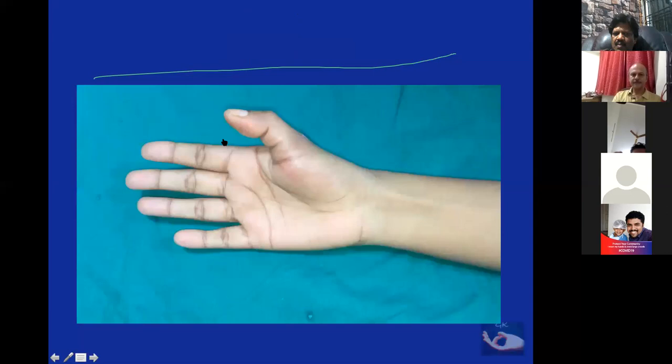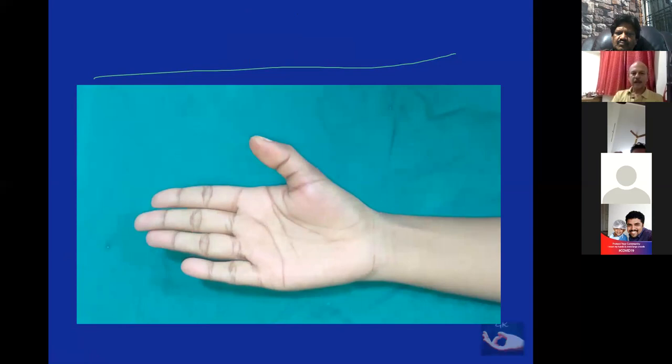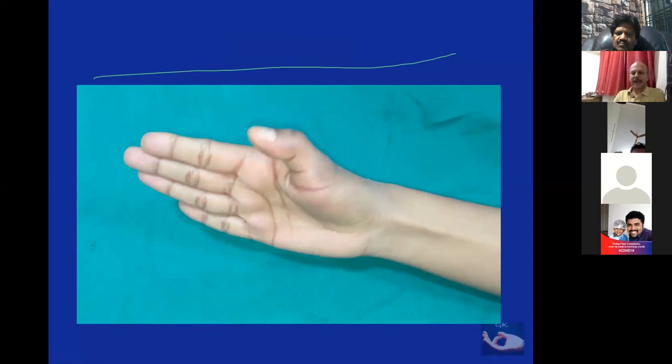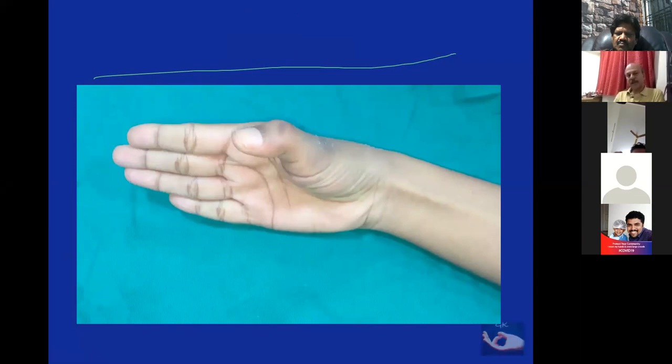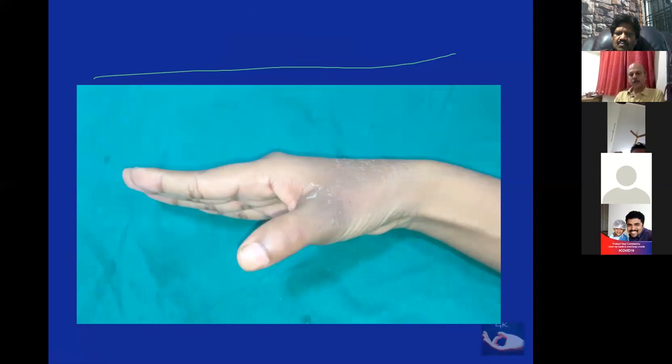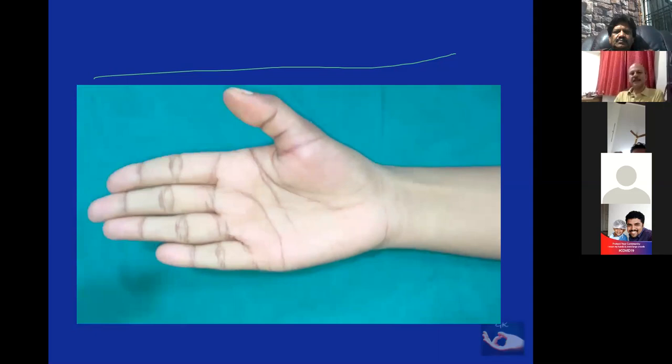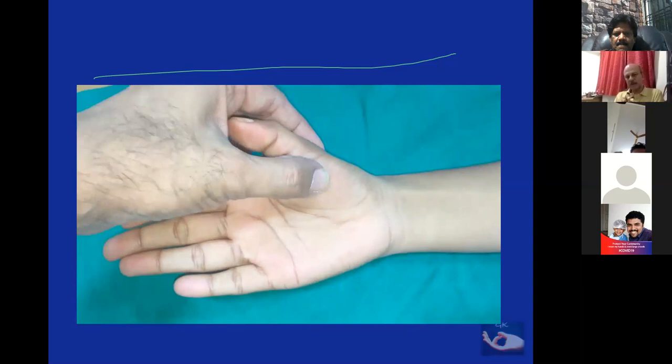So this is the video showing the injury. Now you can make out the deformity. You can make out a hyperextension deformity at the metacarpophalangeal joint of the thumb. Second, you can make out an interphalangeal joint flexion deformity at the thumb. So what is the problem? You can see the bulge of the bone felt at the metacarpophalangeal joint.